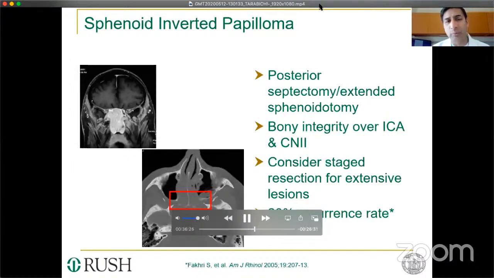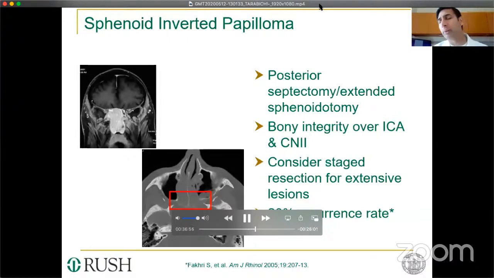In these cases, to get wide exposure to the sphenoids, you need to do a posterior septectomy. You need to do an extended sphenoidotomy. It would be an incredibly rare, very limited tumor that I would manage through a unilateral approach. I would manage almost all of these through an extended sphenoid approach, as I would for a clival or pituitary surgery. The key challenges here are risk to the carotid and the optic nerve, and looking to see if there's bony covering over those areas.